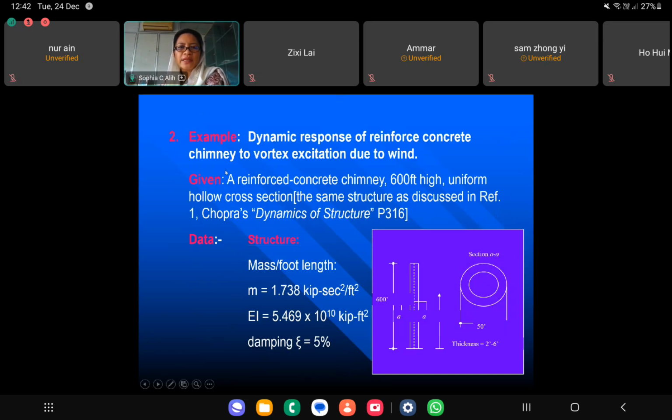Okay, so this is the example. If you want to check more on it, you can refer to the textbook by Anil Chopra, Dynamics of Structures. For this version, it was on page 316. What this example gives us is a demonstration of the dynamic response of an RC chimney to vortex excitation due to wind.